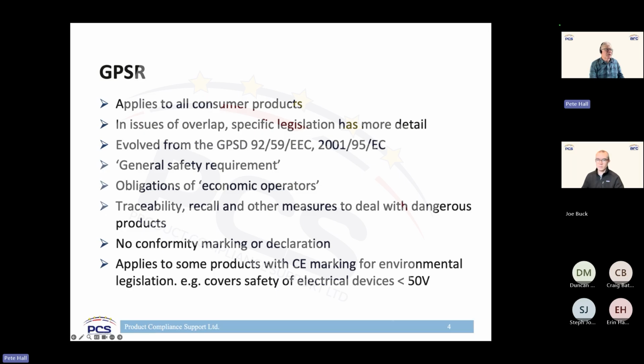So it applies to some products with CE marking, particularly for environmental legislation. So battery-powered devices, for example, have only CE marking legislation that applies to environmental things like EMC and restriction of hazardous substances. And for those things, the safety legislation is the GPSR. That covers things up to an operating voltage of around 50 volts. Above that, there's the Low Voltage Directive, which covers things with a higher operating voltage.